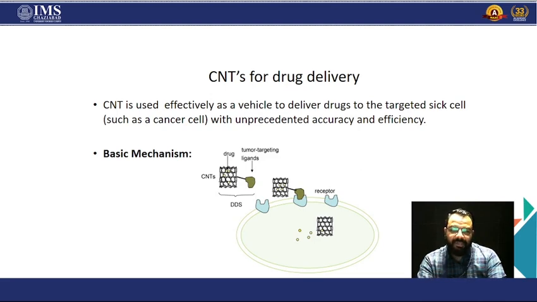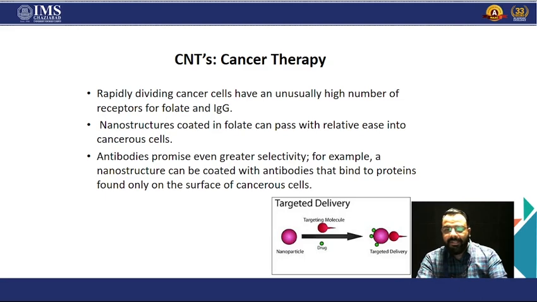The cavity of the CNT is used to carry the drug of interest, and this CNT is then targeted using tumor targeted ligands. These ligands are very specific to the receptors which are only found on the injured tissue or cancer tissue. So, CNT in cancer therapy.